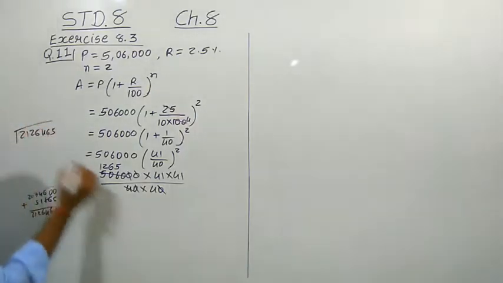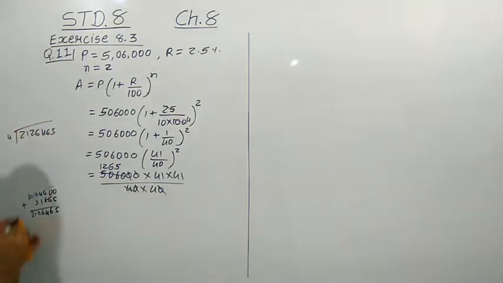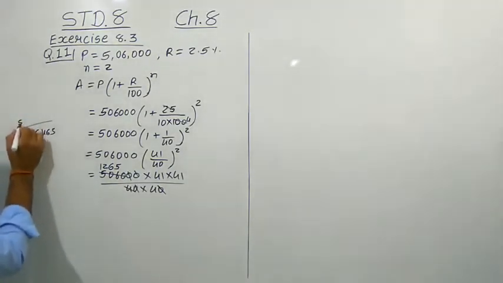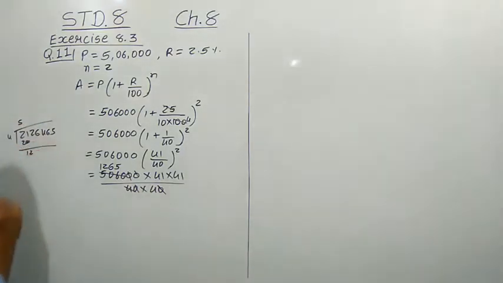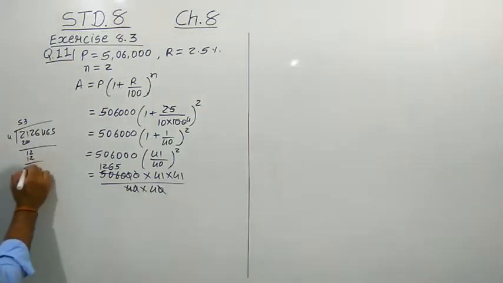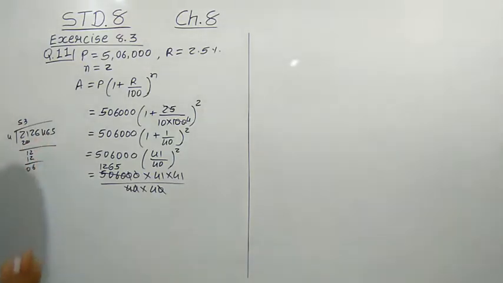2126465. Now we have to divide this number by 4, right? So let us divide it. Now we are getting 5, 4 fives are 20. 1 and 12 is getting here. So 4 threes are 12. 0. Now let us take 6 here.